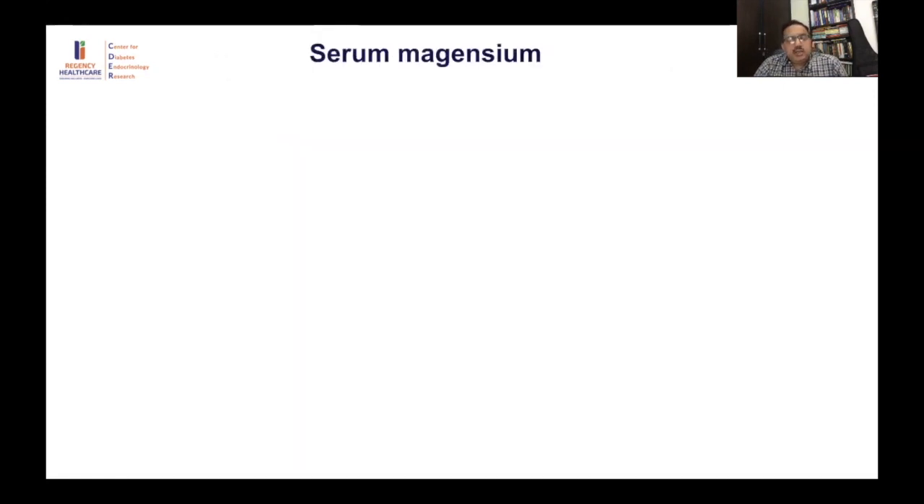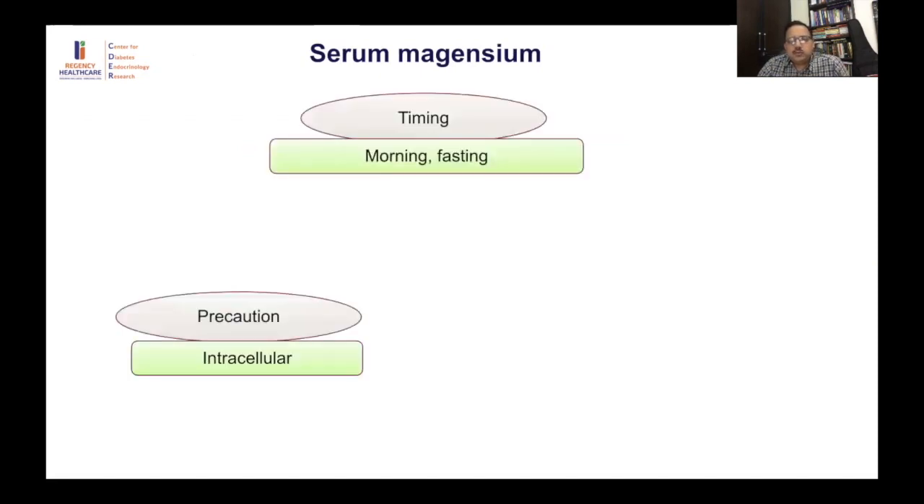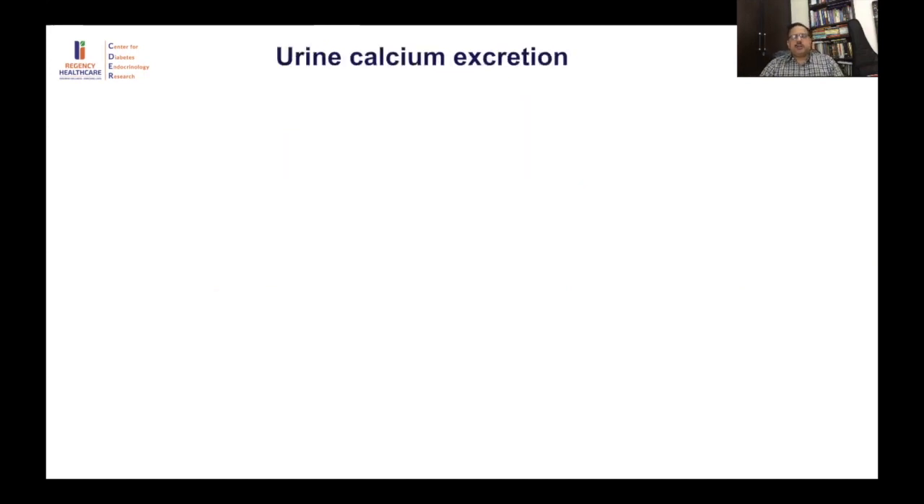Serum magnesium is extremely important and again should be done in the morning in a fasting state. Because it is intracellular, avoid tourniquet and squeeze sampling. For levels, we can use either millimoles or milligrams per dL. Levels less than 1.5 are considered significant. Usually less than 1.2 milligrams per dL would be even more significant from a pathophysiological perspective.